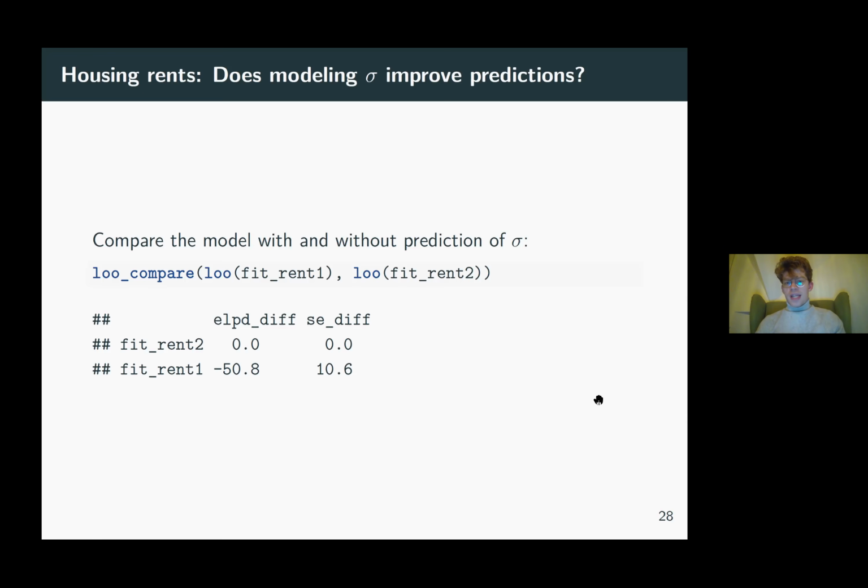So we have quite some evidence that the second model, including also a two-dimensional spline and varying intercepts for the residual standard deviation sigma, is the better predicting model, according to ELPD and leave-one-out cross-validation.